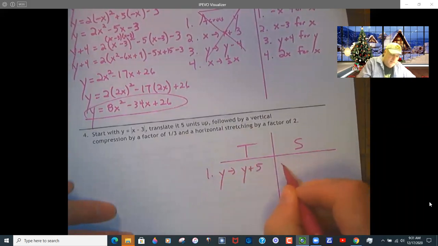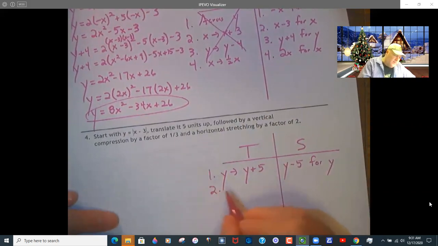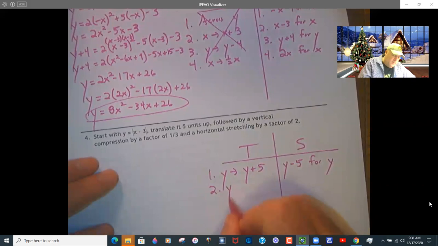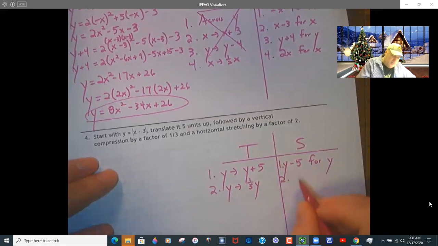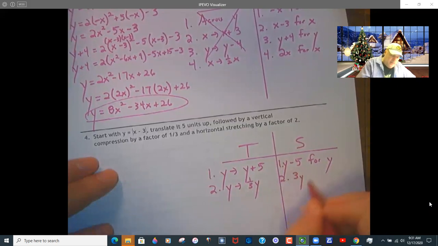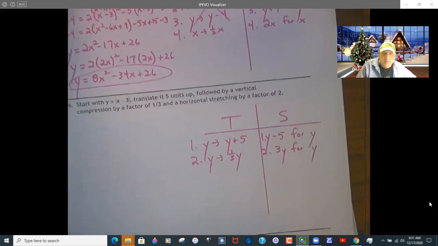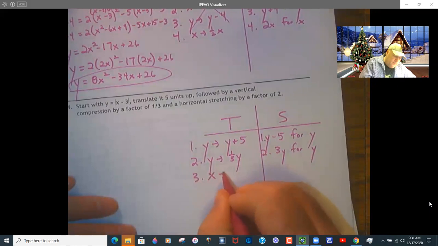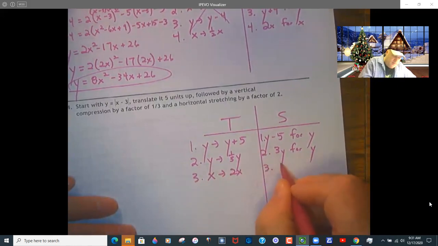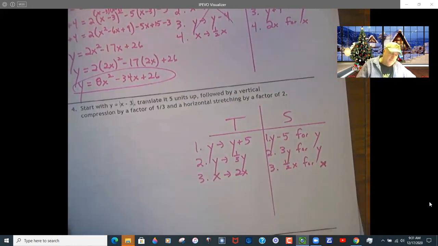Translate it 5 units up. So we've got that. So we're going to do y minus 5 for y, followed by a vertical compression by a factor of 1/3. So vertical is y again. So number 3y for y. So we've got 2 solvings for y that we need to do, and a horizontal stretching by a factor of 2. So 1/2 x goes in for x, and then we simplify.